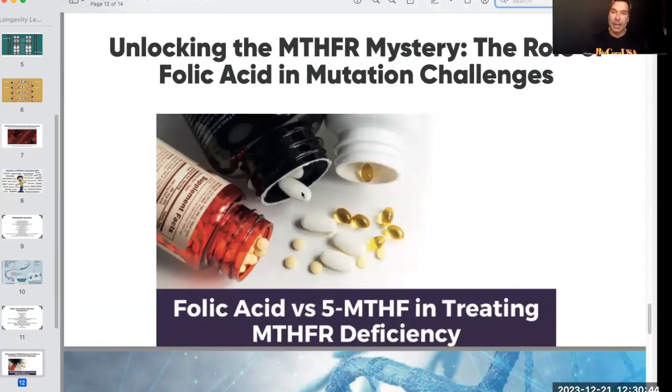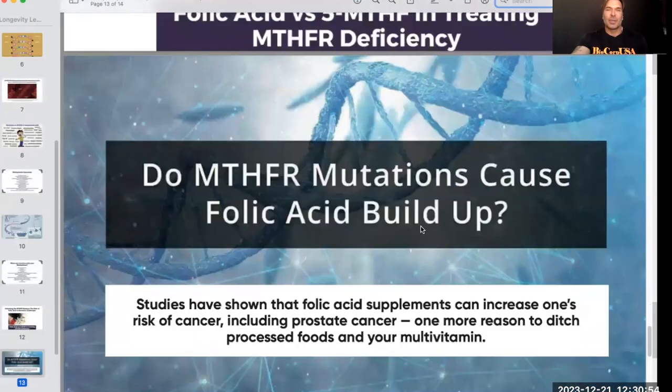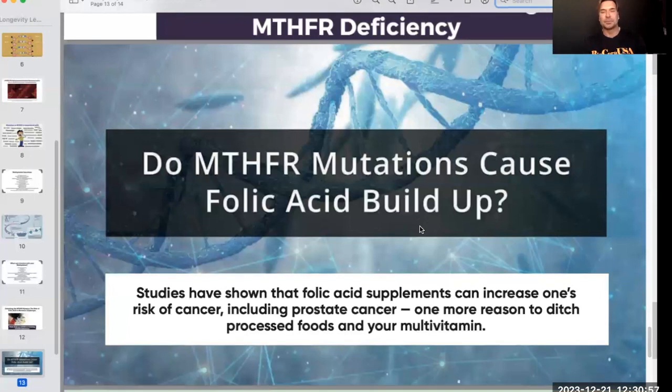And folic acid you can find also in the food supply, which we could talk about in a little bit to dive in deeper how bad it is. And another issue with folic acid is the buildup can also cause cancer and prostate cancer. So folic acid, whether you have that MTHFR mutation or not, I would not take it.